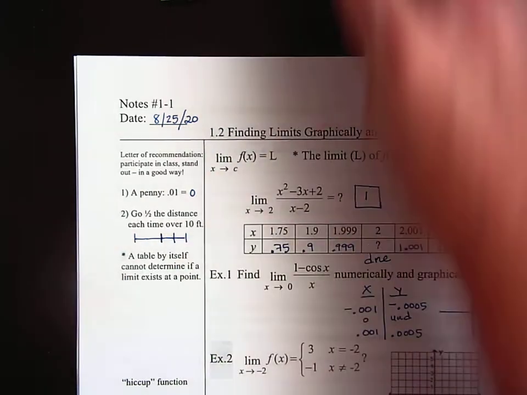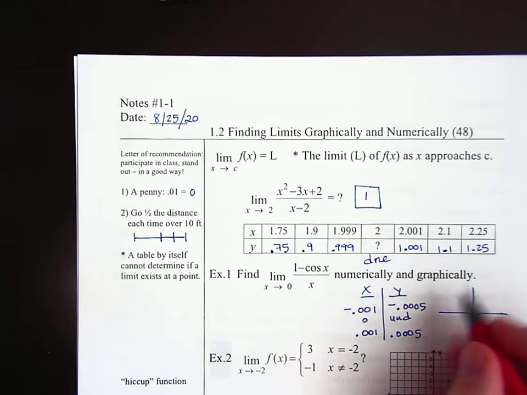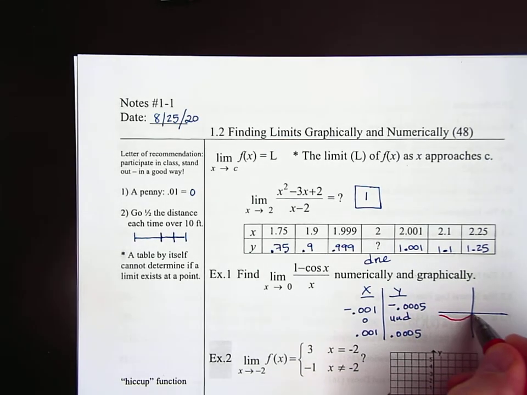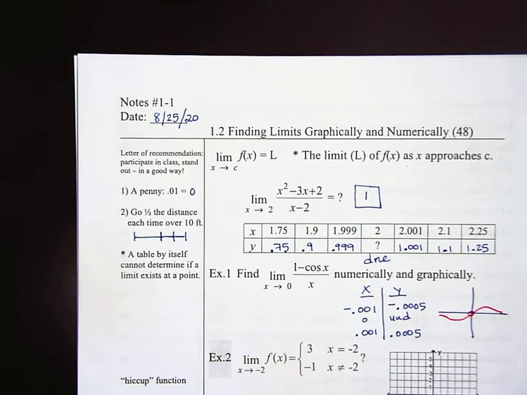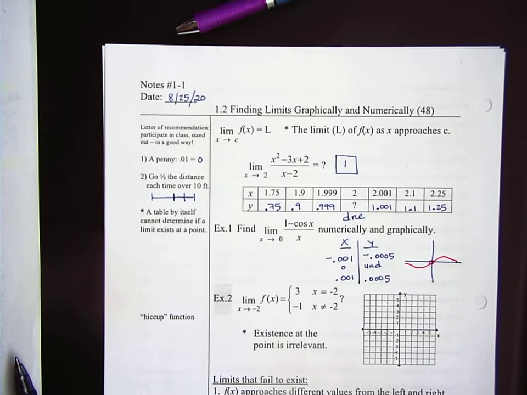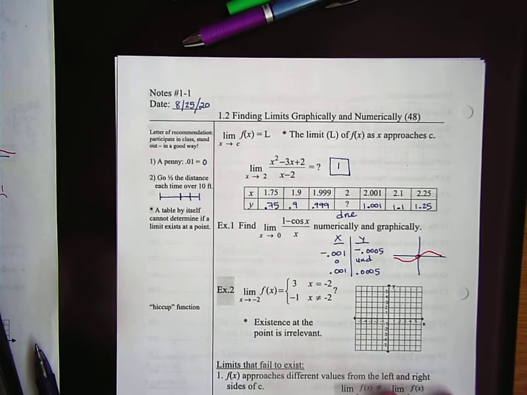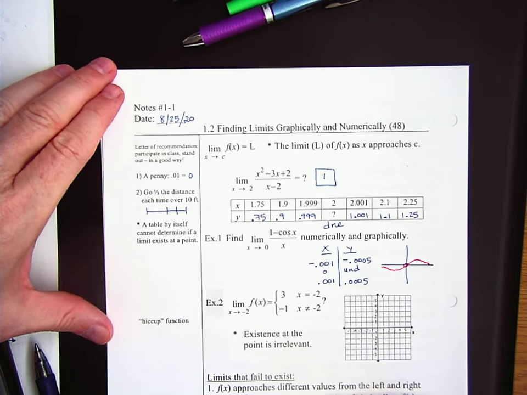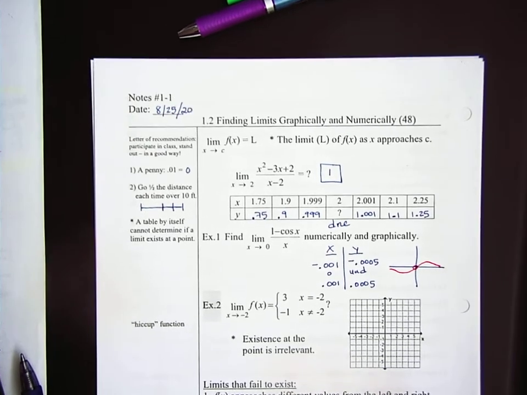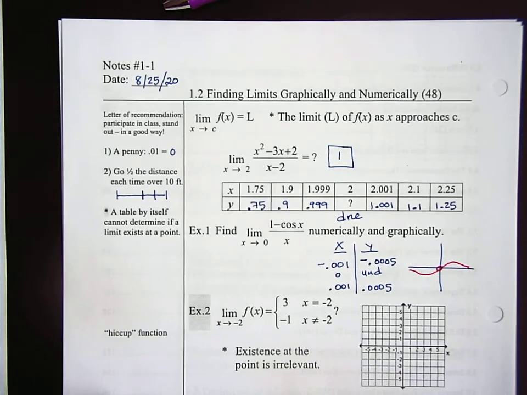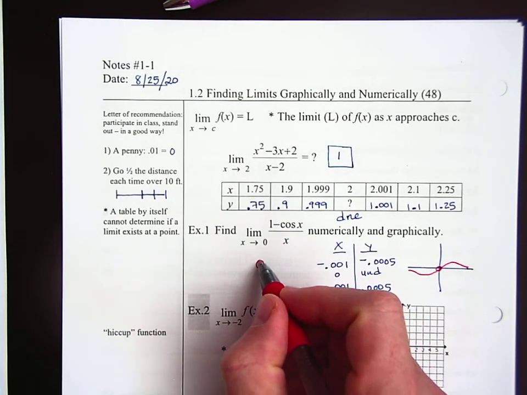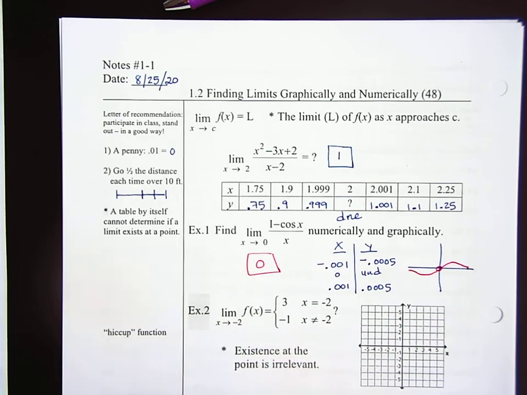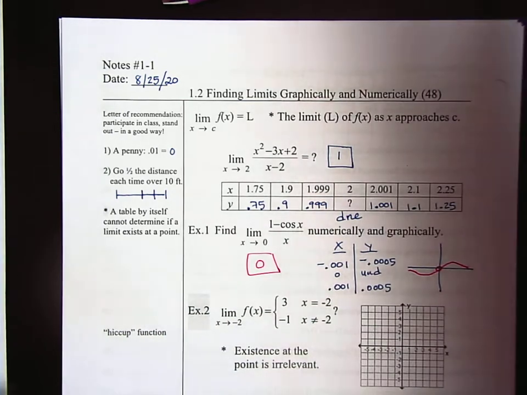So graphically, that looked something like this. But I should have put a hole there, an open circle. And you can't see that. All right. So the limit of this function as x approaches 0 is 0.